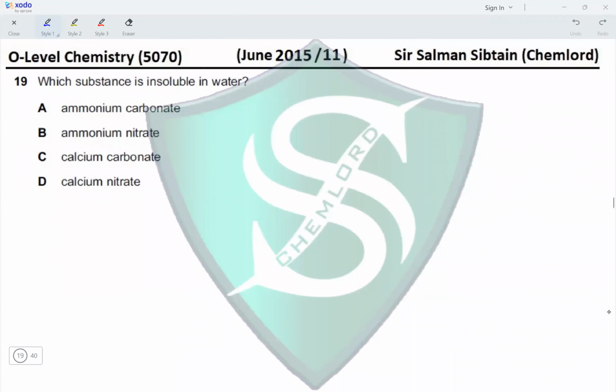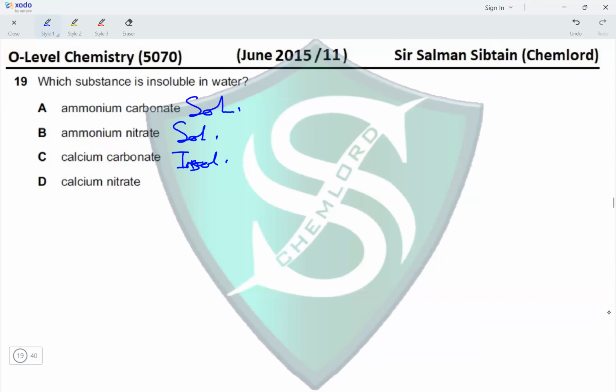Question 19. Which substance is insoluble in water? Ammonium carbonate. All ammonium salts are soluble in water. So ammonium carbonate is also soluble. Ammonium nitrate. All ammonium salts and all nitrate salts are soluble in water. So this is a soluble salt. Calcium carbonate. Carbonates are usually insoluble in water, and calcium also has mostly insoluble salts. So calcium carbonate is limestone, which is insoluble in water.